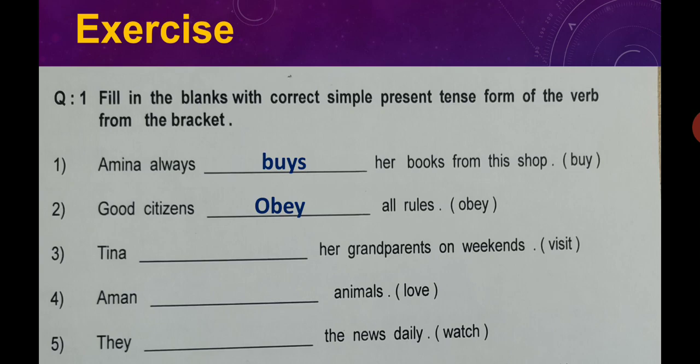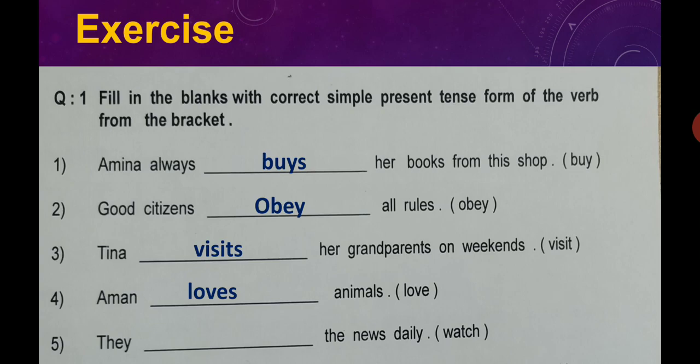Next is, Tina dash her grandparents on weekends. What is the subject in the sentence? Tina, correct? Then Tina is a singular noun. Then what will be the answer? Yes, correct. Visits. Understand? Next is, Aman dash animals. Aman is a singular noun or plural noun? Yes, singular noun. Then what would be the answer? Loves. Very good.